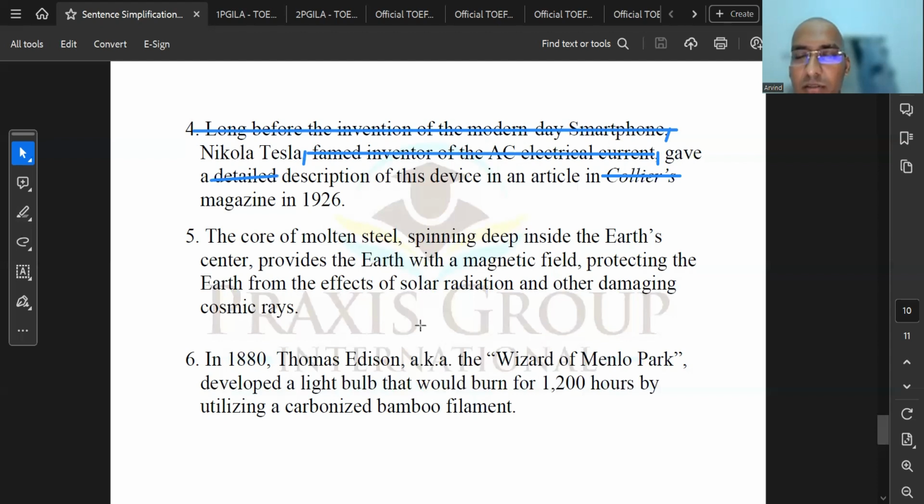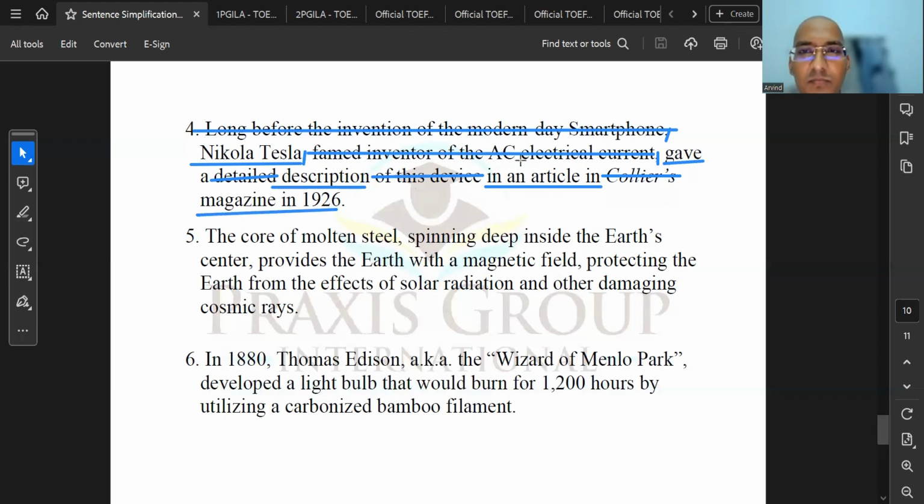The fourth step is to eliminate the word of. There is "of this device." So "of this device" can be eliminated. There are no more. And the last step is the word by, unless it is at the beginning of the sentence, and there is no by in this sentence. So the topic is Nikola Tesla gave a description in an article in a magazine in 1926. That is correct.